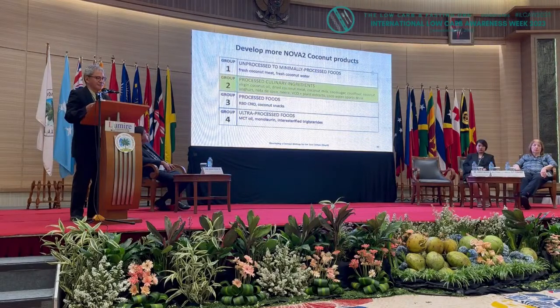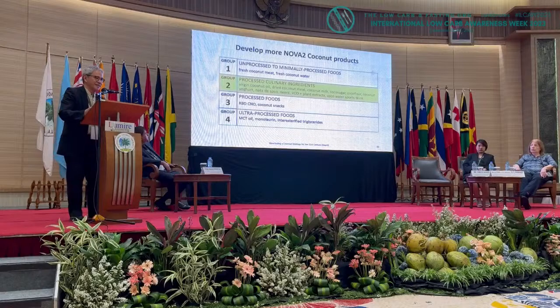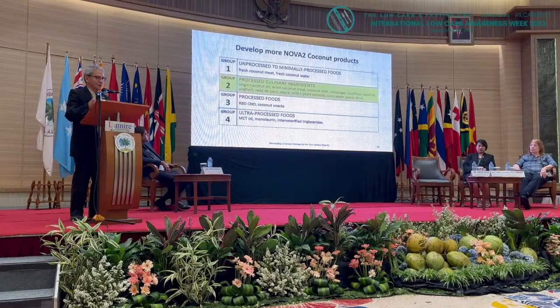And what I'd like to suggest is we develop more NOVA 2 coconut products. So among the groupings, the unprocessed to minimally processed foods would be fresh coconut meat. So if you go to the vendor and buy the coconut straight from the seller, then that will be group 1, and you can drink the coconut water, that's group 1.